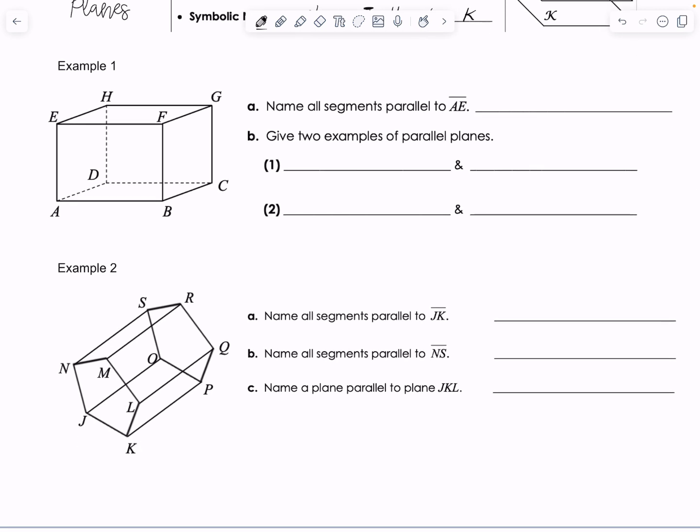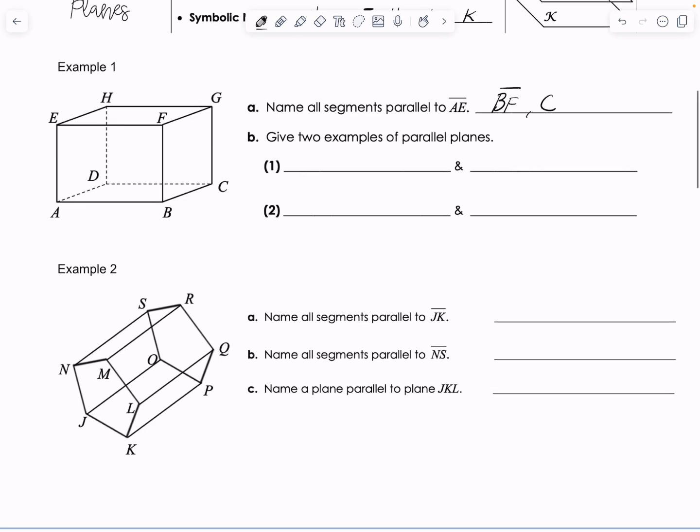Looking at example 1, we're going to name all the segments parallel to segment AE. So that would be segment BF, segment CG, segment DH. I think that's it. Okay, let's go to the next one.